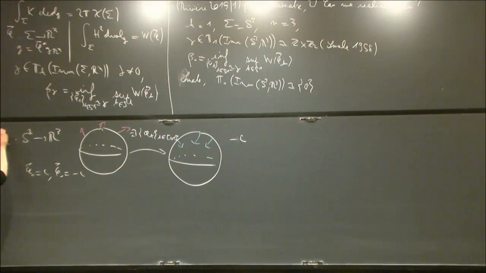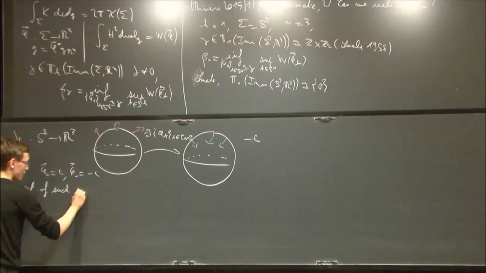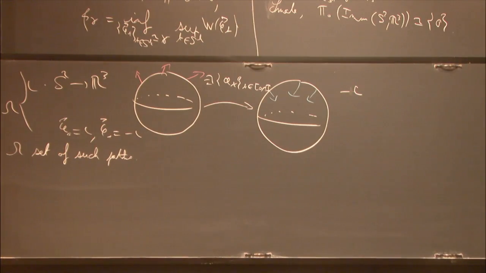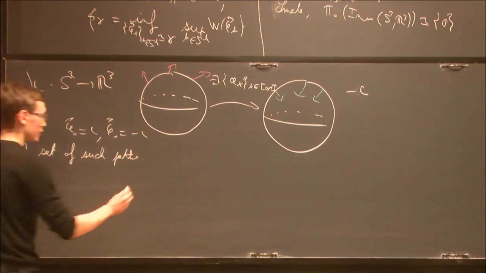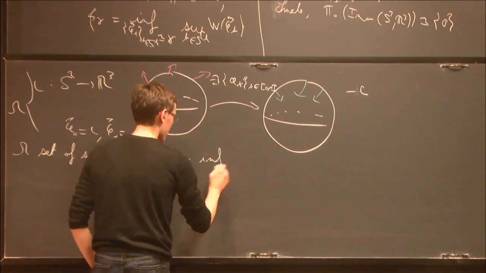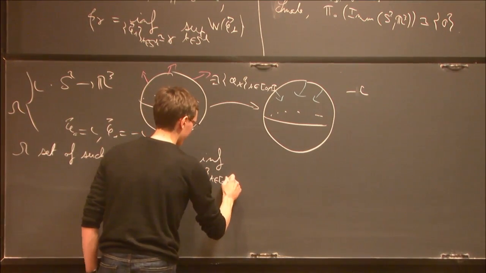And if I call Omega the set of such paths, then once you do a sphere eversion, you can now do the same path but reversed, and you actually get a generator of this fundamental group of immersions. So it means that beta zero is also equal to the infimum over such transformations, t in [0,1].